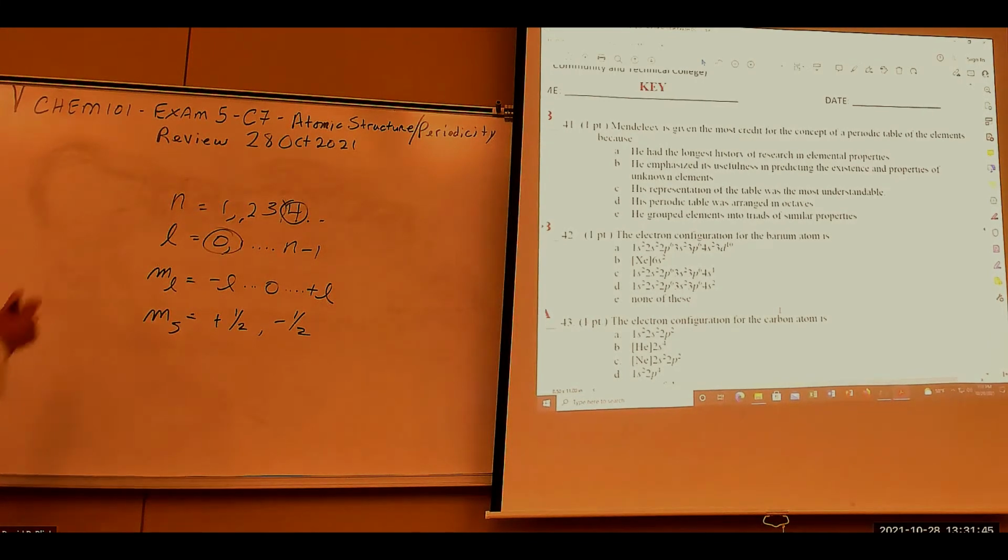Another periodic table question. Why is Mendeleev given most credit for the concept of the periodic table of elements? I pushed this one kind of hard too. What was it about Mendeleev and his table that, actually think of it this way. Remember the two guys, Lothar Meyer and Dmitry Mendeleev, came up with the periodic tables. Which one was more useful? Mendeleev. Why? Because he used it to predict the existence and characteristics of unknown elements.